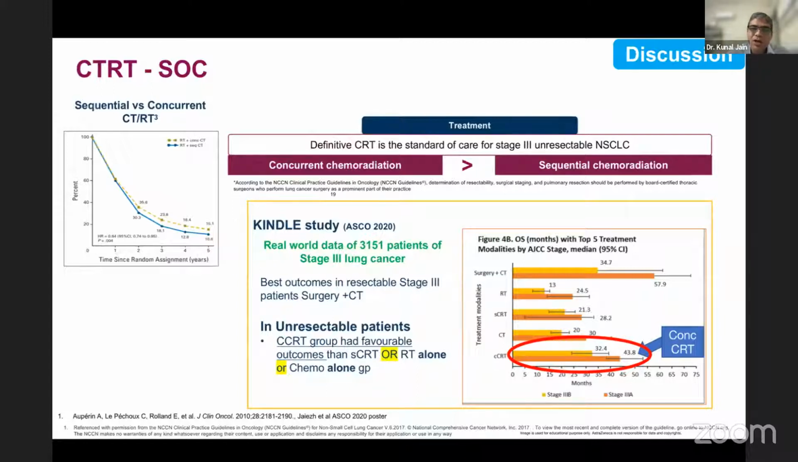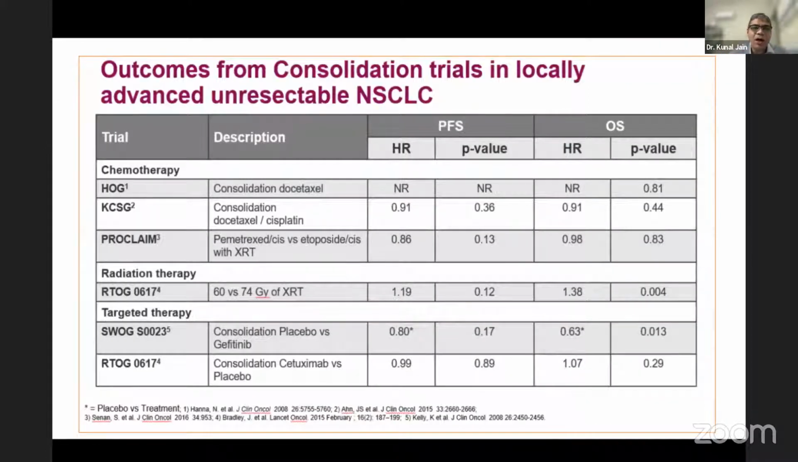Obviously, patients who are candidates for surgery usually will be earlier stage. Their outcomes were the best out of all modalities, but among radiation, sequential chemoradiotherapy, chemotherapy alone, or concurrent chemoradiotherapy, concurrent scores over all modalities in terms of outcome and response.